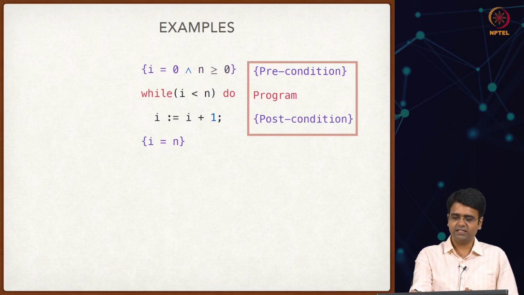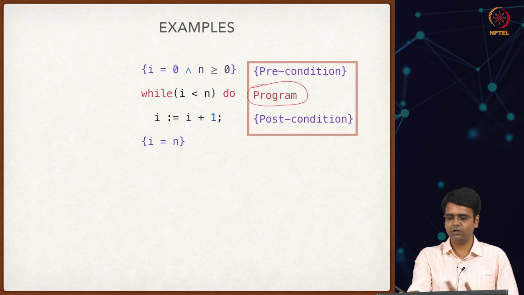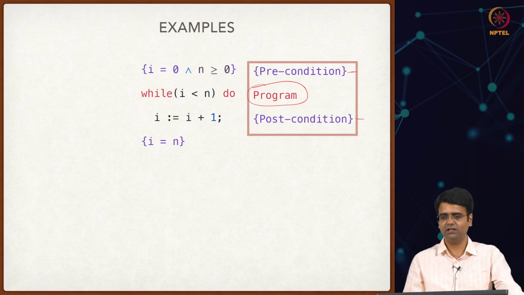The specification is different from the implementation. The program is the implementation. The specification is what we expect out of the program, the correctness condition, and here it is specified in the form of a precondition and a post condition. So in order to specify the precondition and the post condition, we will use these curly braces.